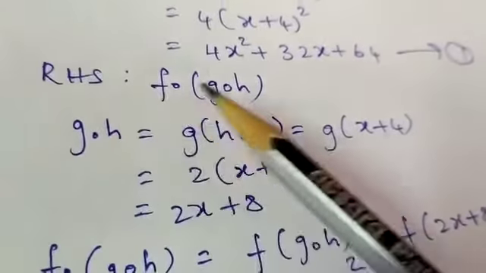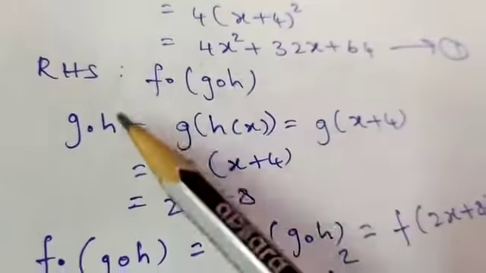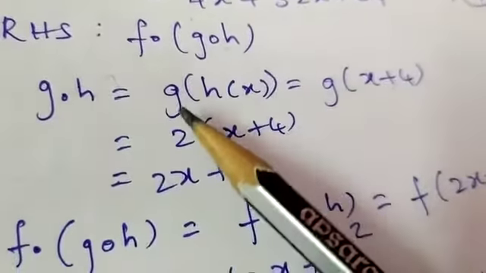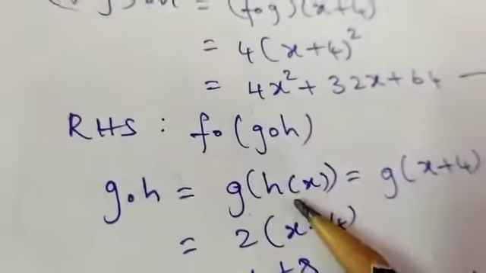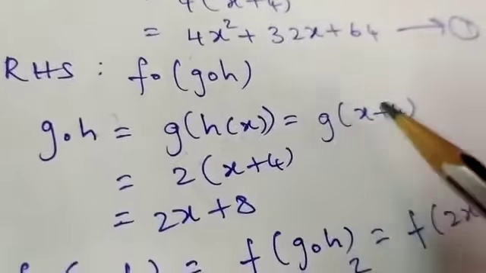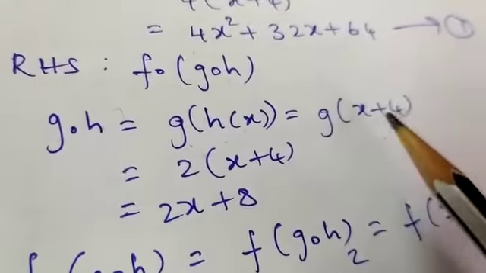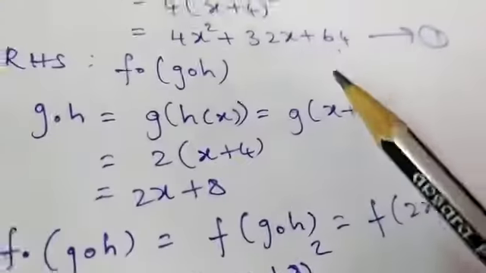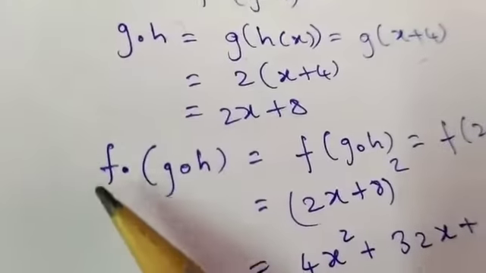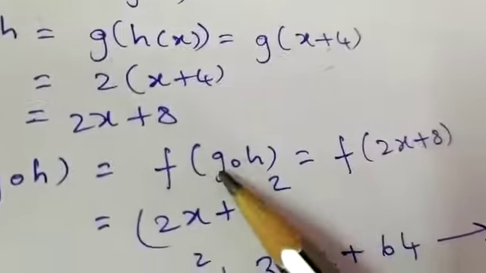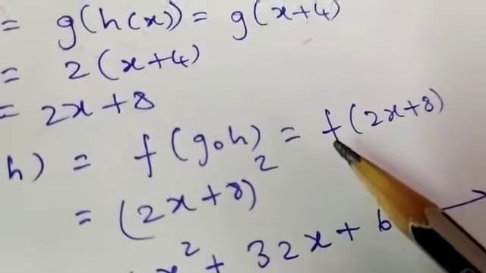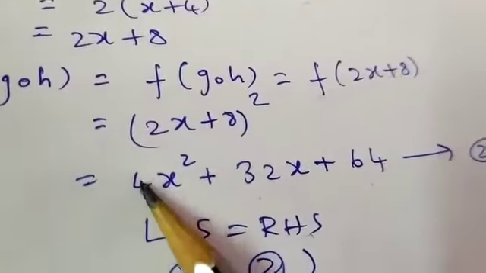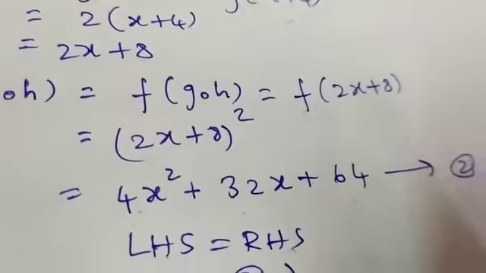Then I'll find the RHS, that is f dash g dash h. I'm first finding g dash h, then I'll multiply it with f dash. That is g dash h is g of h of x, that is equal to, I'm putting the value of h of x here, that is g of x plus 4. Then I'll put this x plus 4 in the place of x in g of x, that is g of x is 2x, then it will be 2 into x plus 4, that is 2x plus 8. Then I am multiplying it with f dash, that is f of g dash h, that is f of 2x plus 8 and it will become 2x plus 8 the whole square. Then it will become 4x square plus 32x plus 64. This is my second equation.